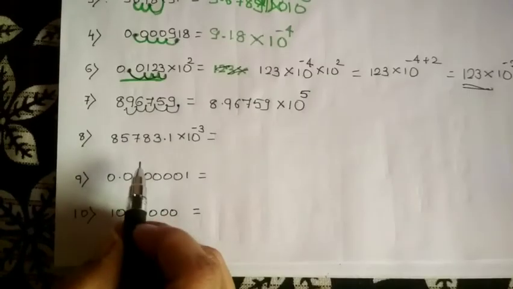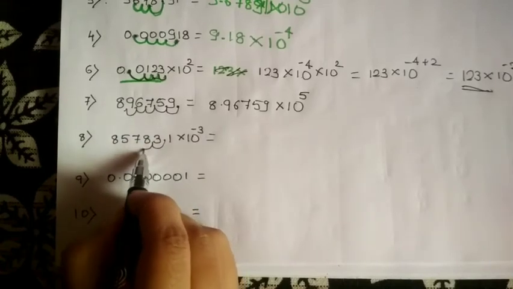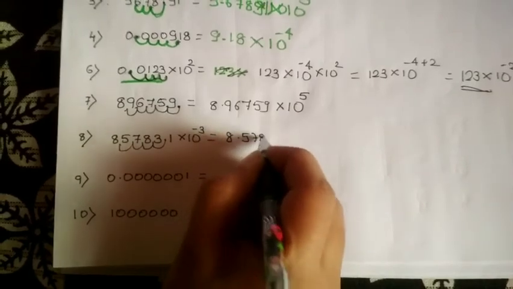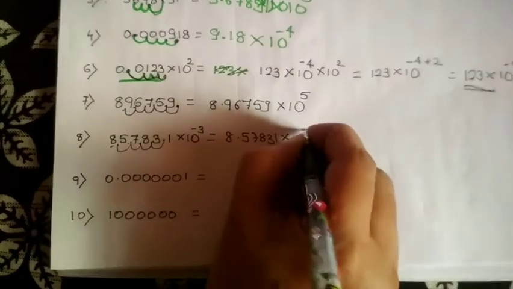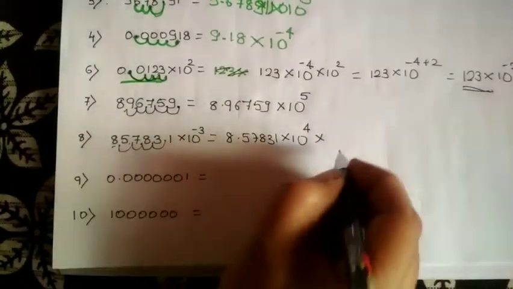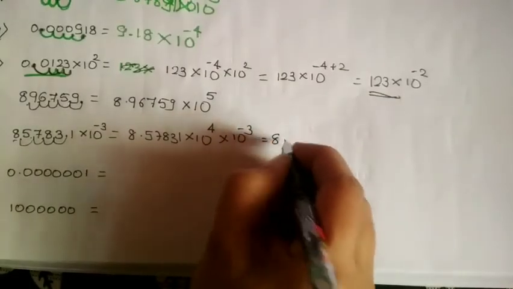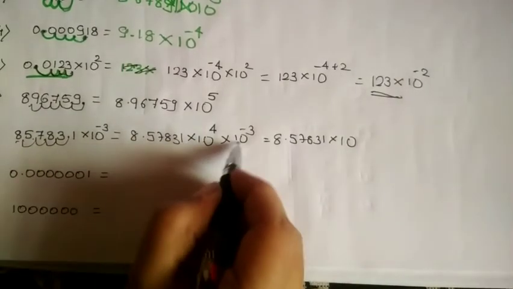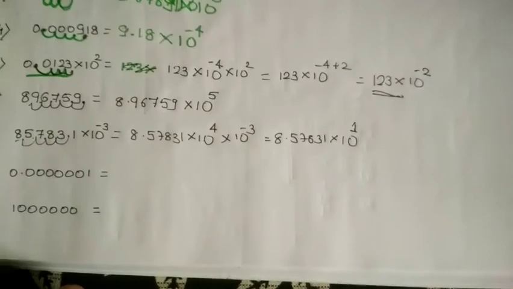Now a similar type of problem: shift the point backward, 1 2 3 4, that is 8.57831 into 10 to the power of 4. We have 10 to the power of 4, and already we have 10 to the power of minus 3. So when we simplify, what are we going to get, dear students? 8.57831 into 10 to the power of, when bases are the same, powers can be added, so 4 minus 3, we are going to get 1.